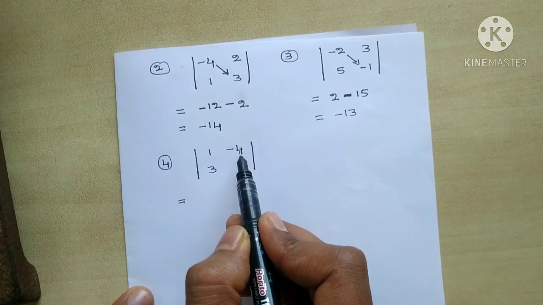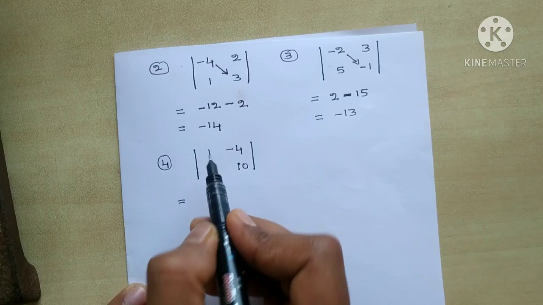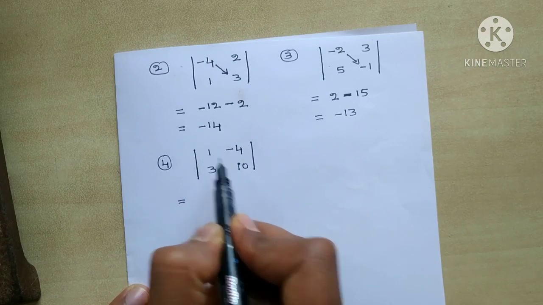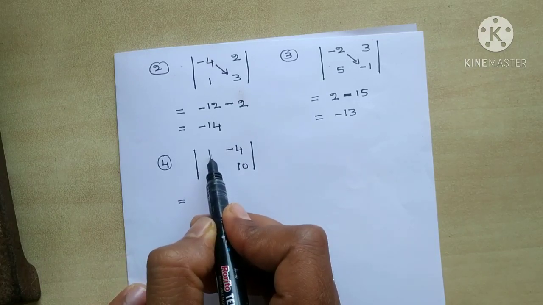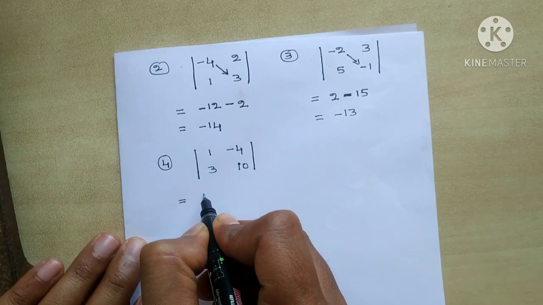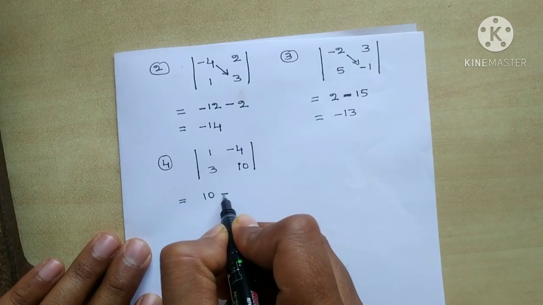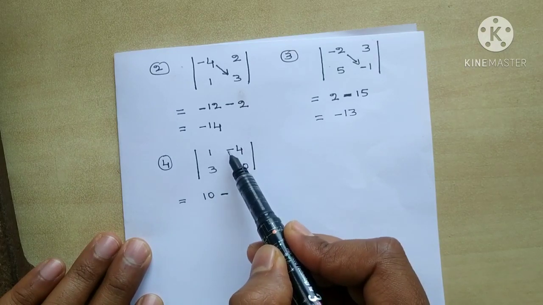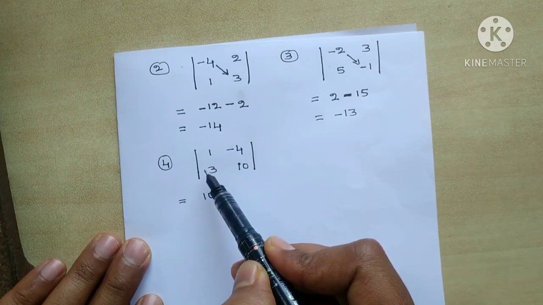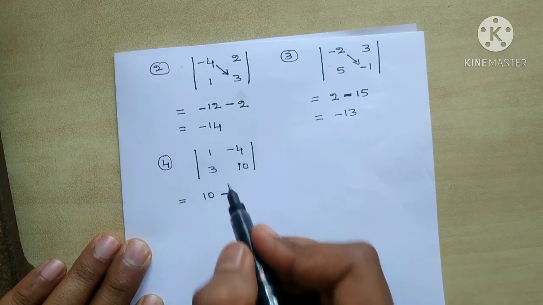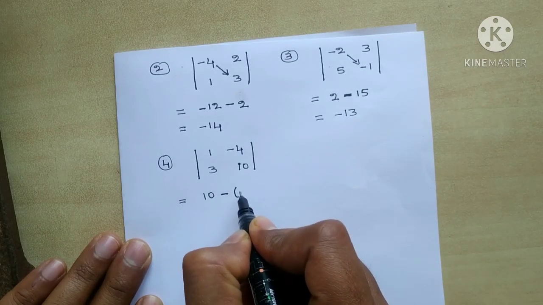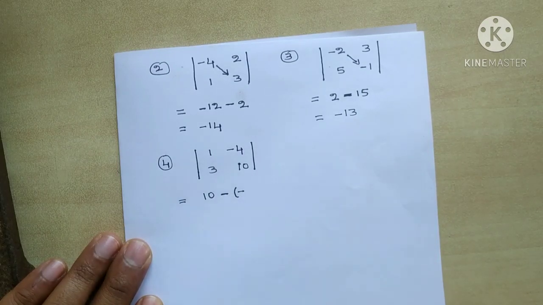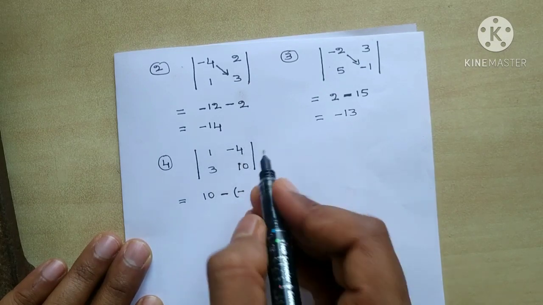Next example. Determinant of [1, minus 4; 3, 10]. Again cross multiplication. Both are positive signs, plus into plus is plus. 1 into 10 is 10. Again in the middle always a minus sign will come. Again you can see here a plus sign and here a minus sign, so multiply the signs first. Plus into minus is minus, so keep that sign in a bracket. Minus. Next, 4 into 3.